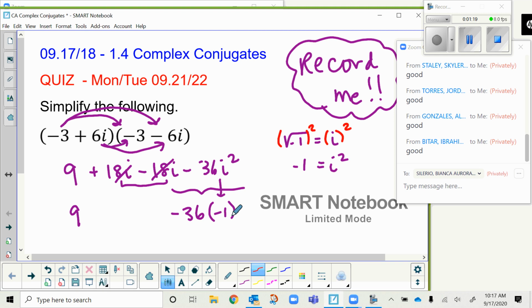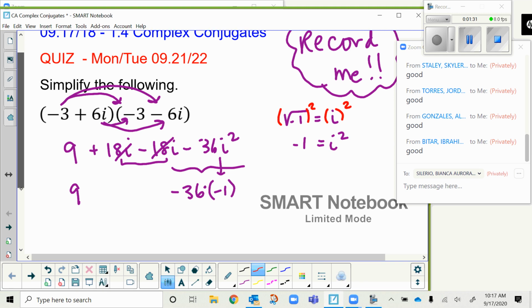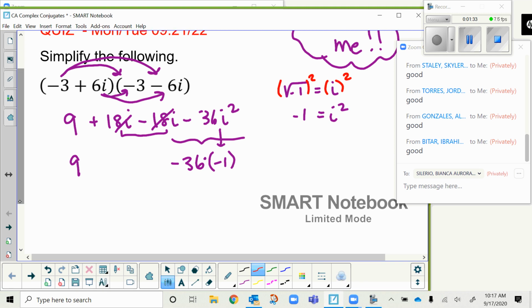Now, it's not that I wrote -36 minus 1. It's -36 times -1, because it was 36 times i squared. So we're still doing a multiplication right there. And then -36 times -1 is positive 36. And so that's how I got 40. Good?